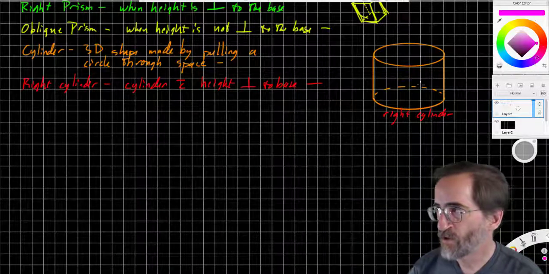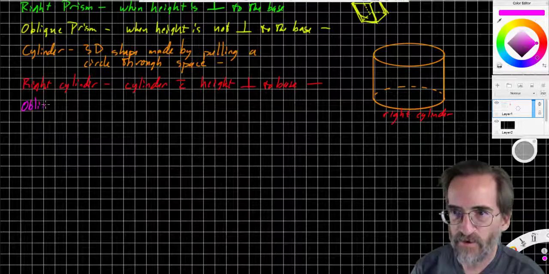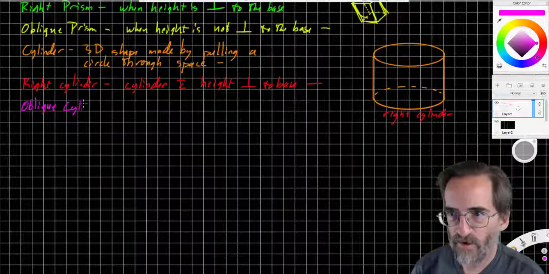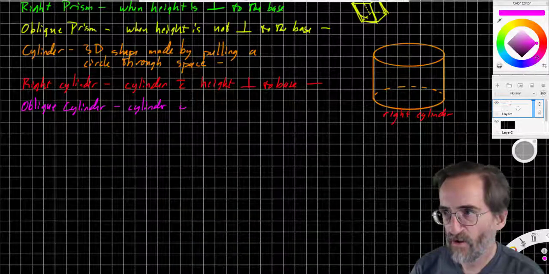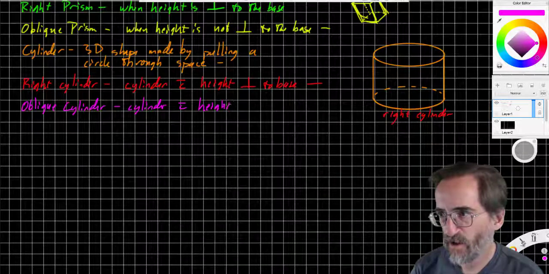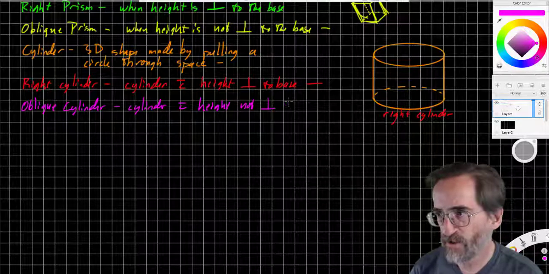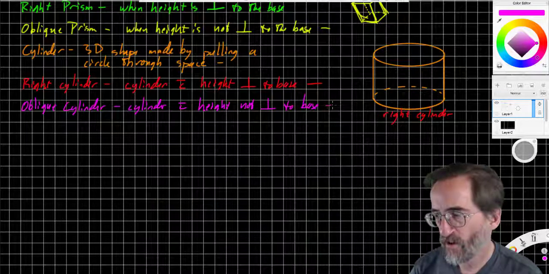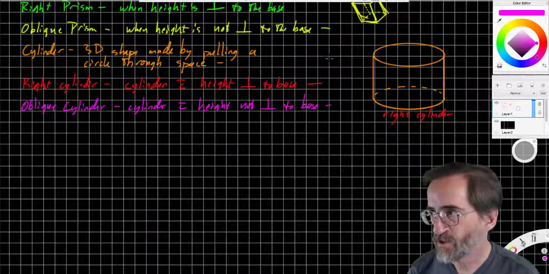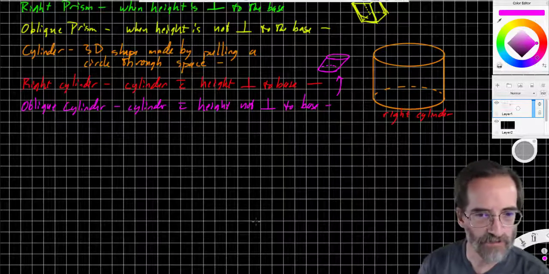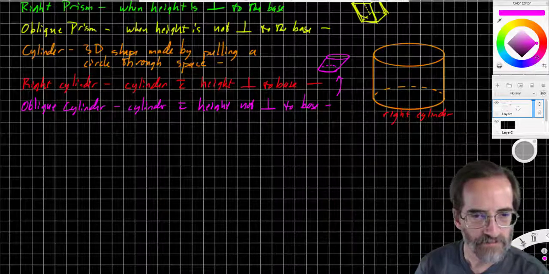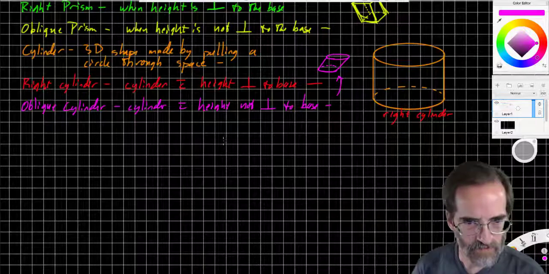As opposed to an oblique cylinder. It's a cylinder with height not perpendicular to the base. Okay, just a quick sketch here. So we pull at an angle through space. Okay, that would be an oblique cylinder. Okay, and we've done lateral area.